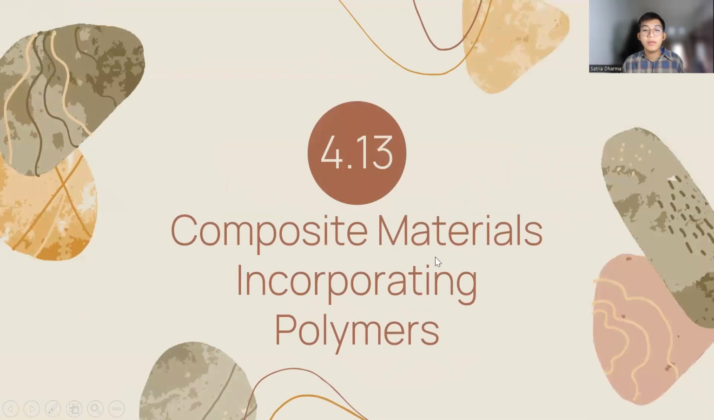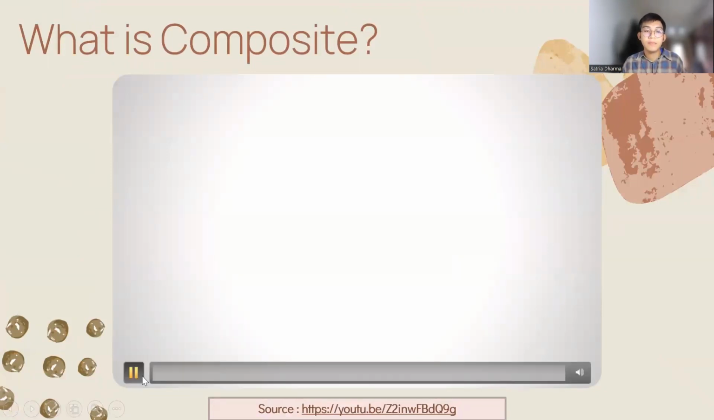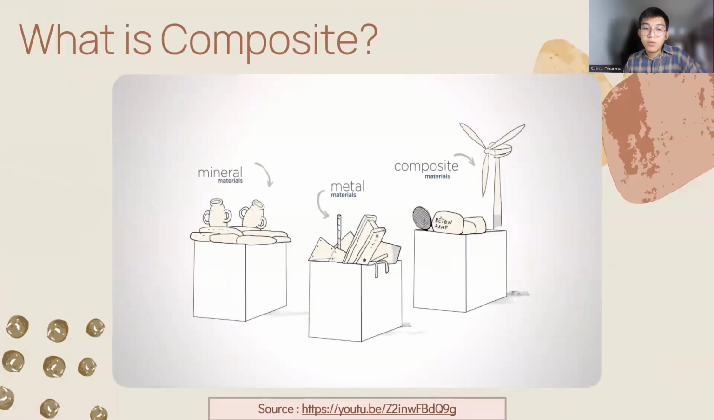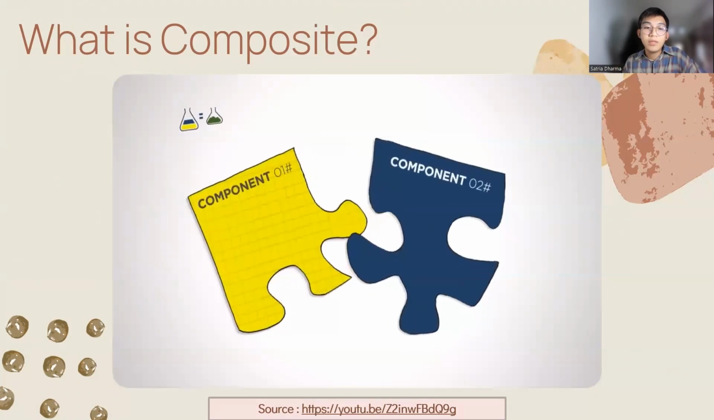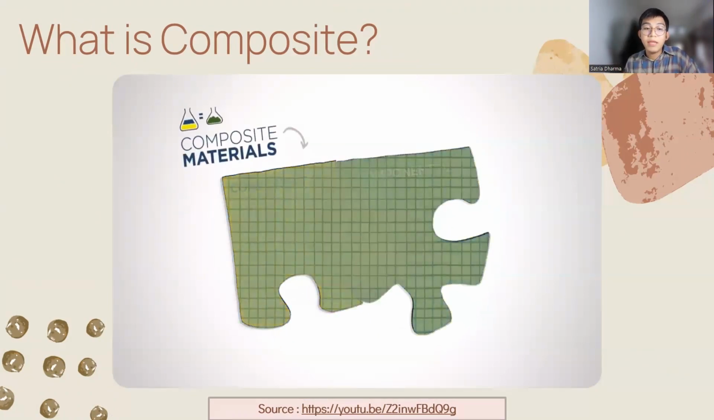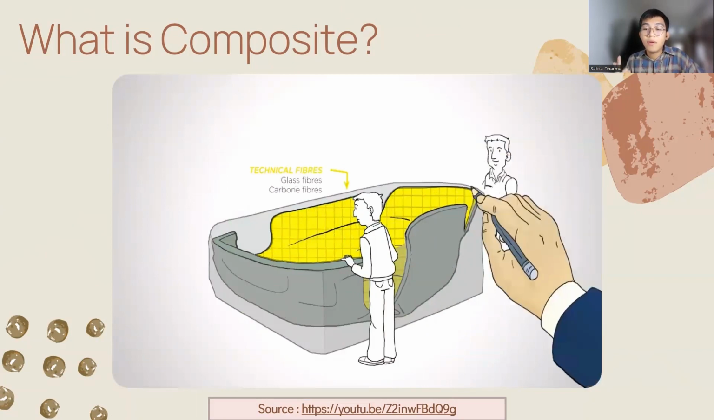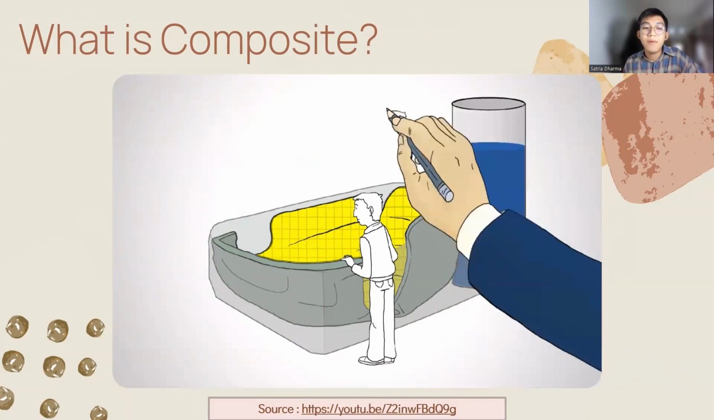4.13 Composite Materials Incorporating Polymers. This video shows us what a composite is. What is a composite? To understand what this material is composed of, let's take a closer look at its structure. It has at least 2 different components whose properties complement each other. The first, in most cases, is made up of technical fibers, such as glass or carbon fibers, and it is used to reinforce the strength of the product. This is referred to as reinforcement or fiber reinforcement.